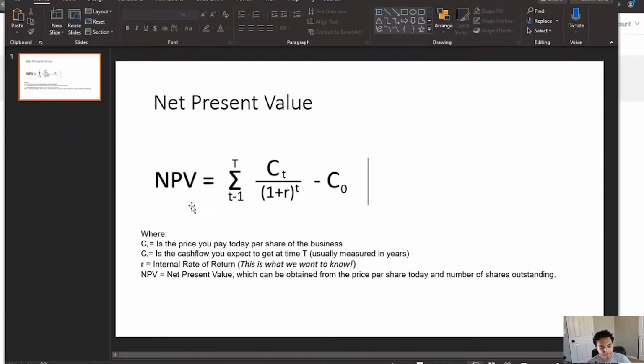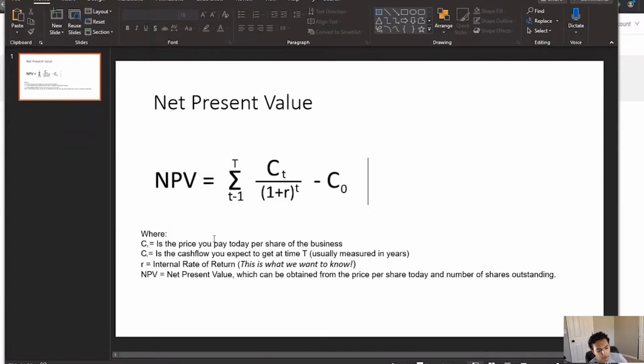calculating the net present value, which is the free cash flows, or all discounted cash flows, minus the price you're going to pay today. That's what C sub zero means. It's the price you're paying today per share for the business. Then C sub T is the cash flow you expect to get at time T, usually measured in years. And then we have the other variable R, which is the internal rate of return.